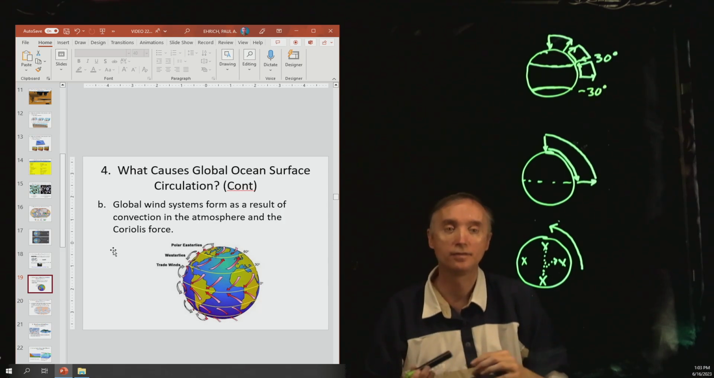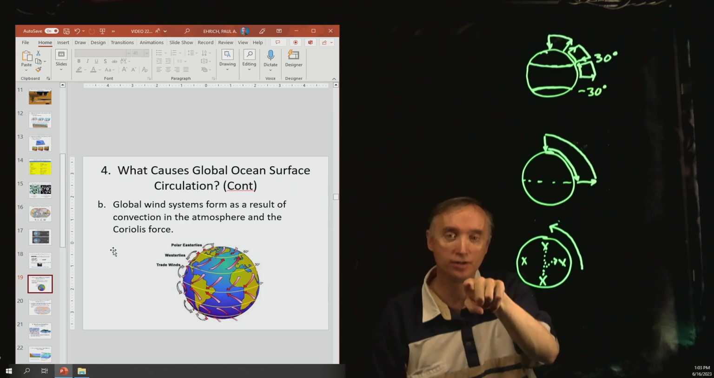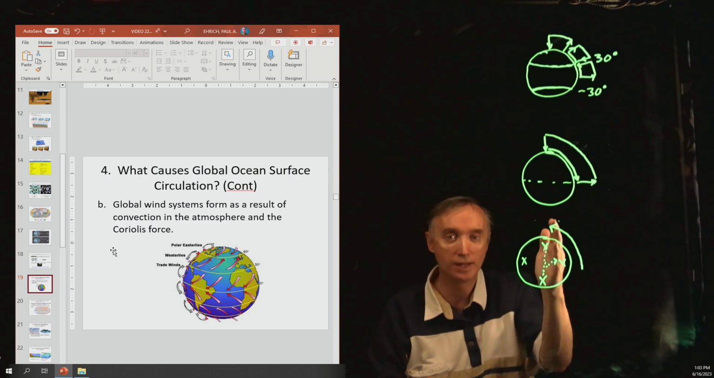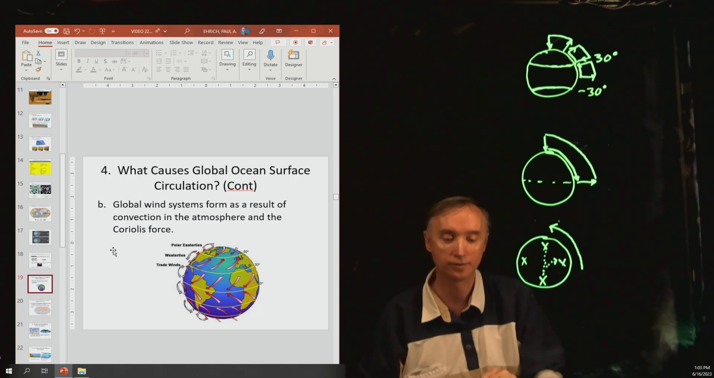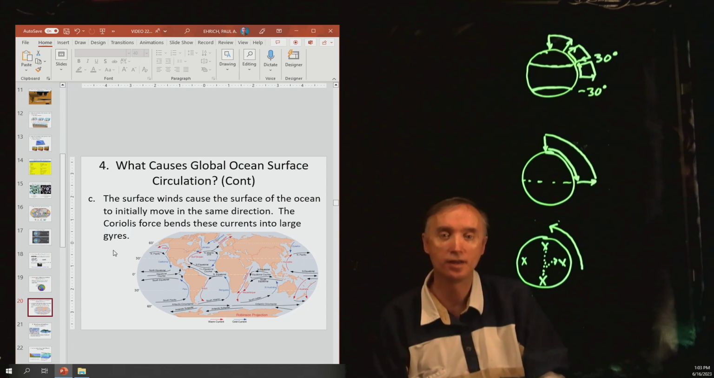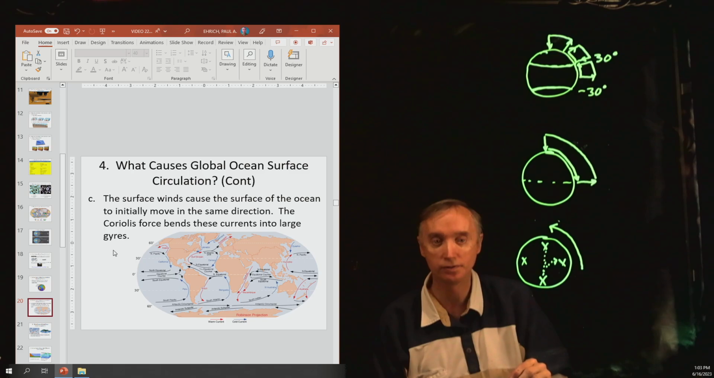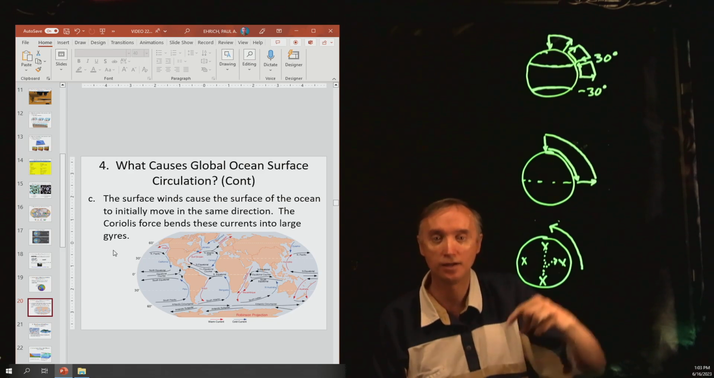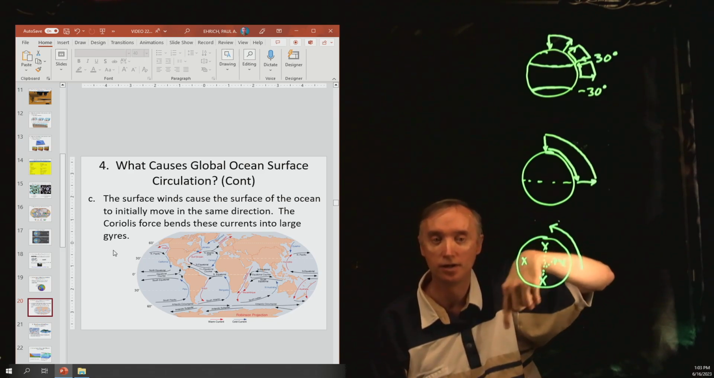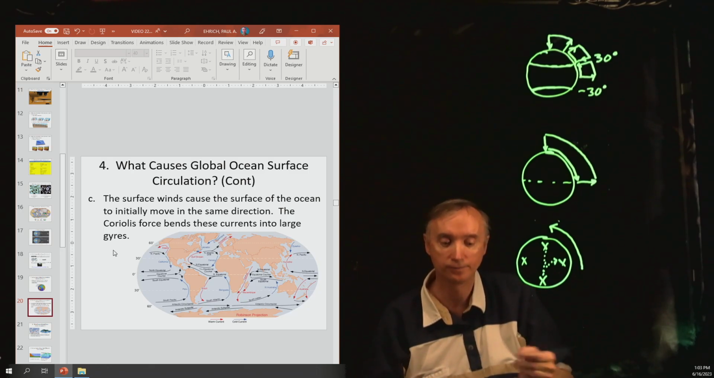So because of this Coriolis effect, you can see that you get these surface winds that are bending as a result of the Coriolis effect. All right, so here then is the surface ocean currents. As the surface winds blow across the surface of the ocean, it causes the ocean to begin to move, so that you also are going to have surface ocean currents. And you notice that they're going around in these big circles. So that's due to the Coriolis effect.